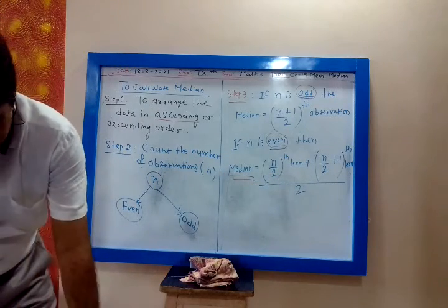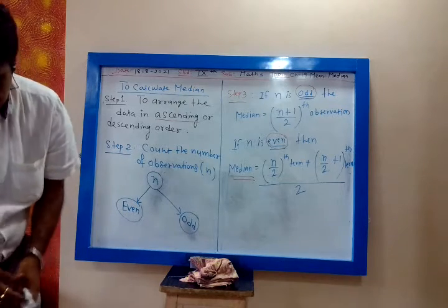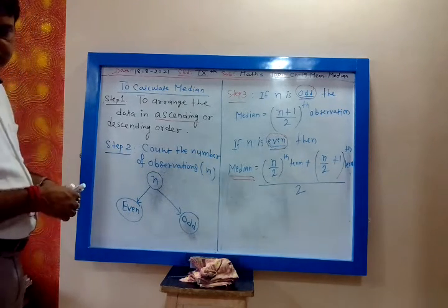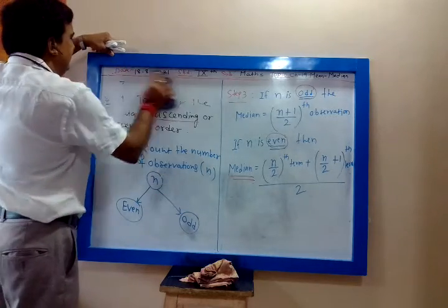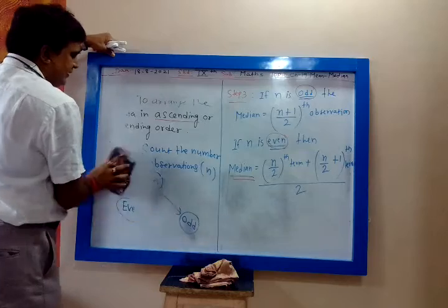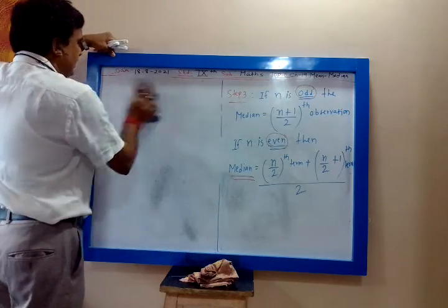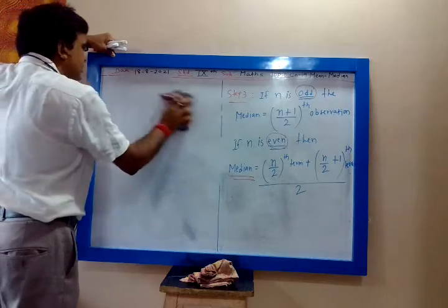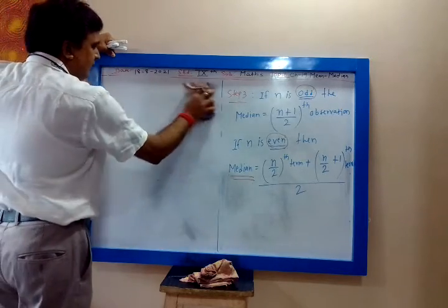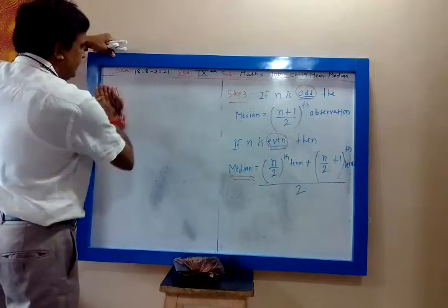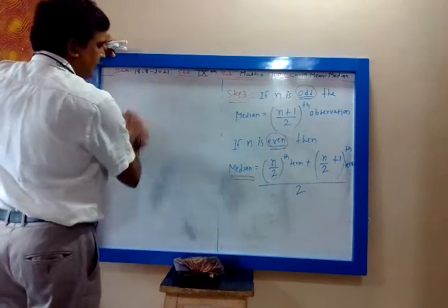Now let us see the problem based on this. 19b, first question. Find the median of 19b. So for median, it is compulsory to arrange the data in ascending order or descending order. Arrangement of data is required for range and median. For mean, there is no need to arrange the data in ascending order or descending order. But for range and median, it is compulsory.